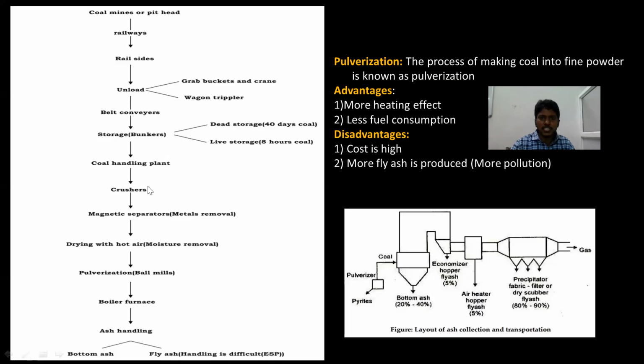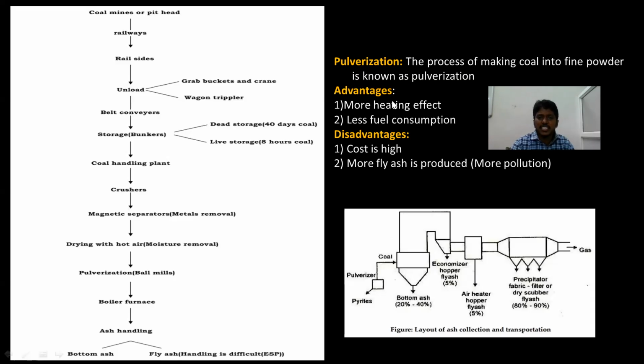We call them ball mills. Here, pulverization is the process of making coal into fine powder, meaning large particles into very small particles. Because of that, we get more heating effect and less fuel consumption. If you compare burning a piece of wood with the pulverized powder of completely dried wood, the powder is very easy to burn.